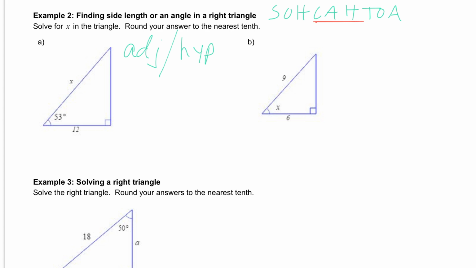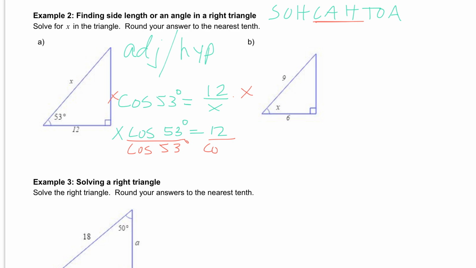So we can set this up as the cosine of our angle, which is 53 degrees, equals the adjacent, which is 12, over the hypotenuse, which is x. And then what we need to do is solve for x. Since x is in our denominator, we want to start by multiplying both sides by x. And if we multiply both sides by x, we get x times the cosine of 53 degrees equal to 12. Then to get x by itself, we need to divide both sides by the cosine of 53 degrees. And we end up with x.